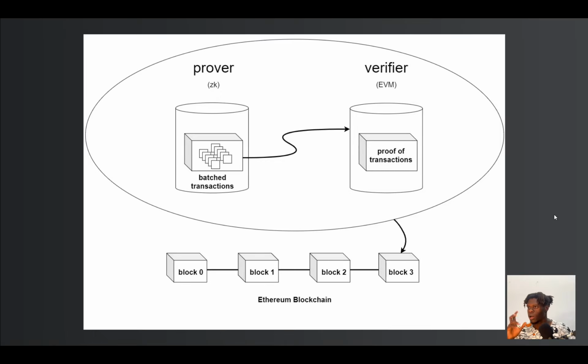So, all of these processes just yield to this single block, which is like what we have here. Every single one of those processes yields to a single block in the Ethereum blockchain.